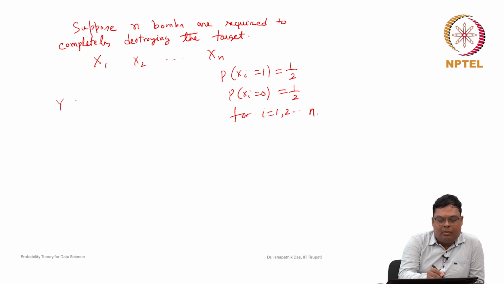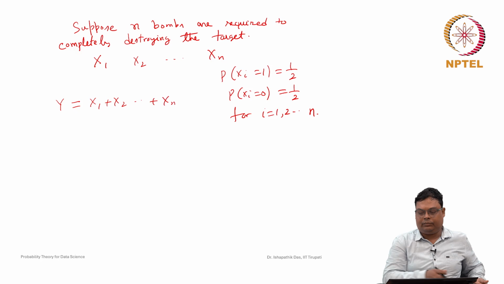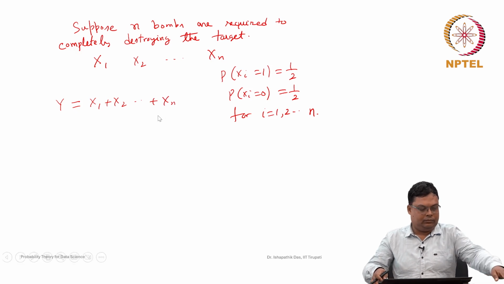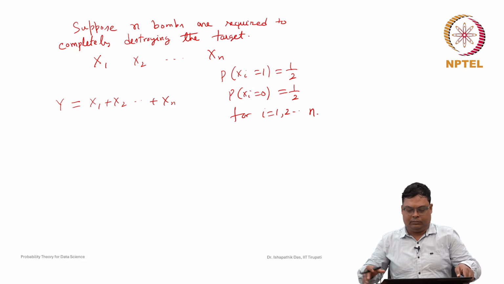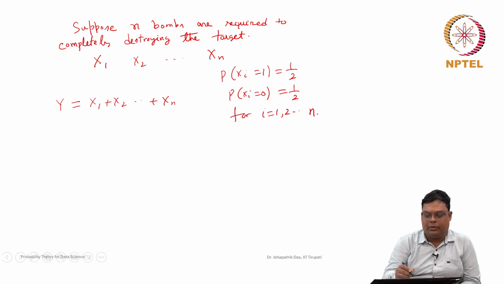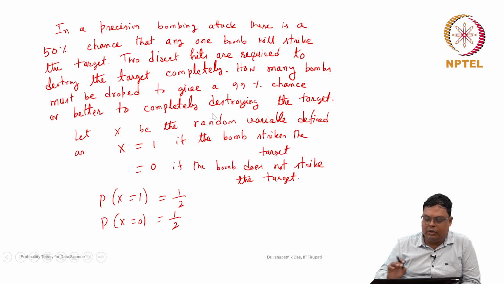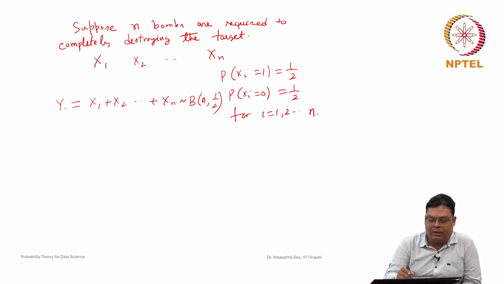Now, we will show that X1 plus X2 plus ... plus Xn is nothing but a binomial distribution with probability 1 by 2. Now, for destroying the target, what is required? Two direct hits are required. So, that is why this Y is a binomial distribution.